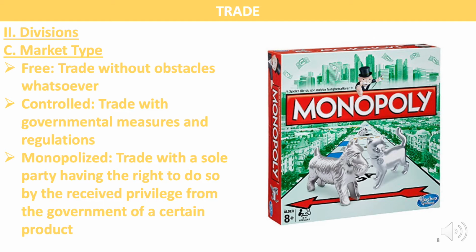And the third one is the monopolized trade, which means there's only one player in the market who can sell products. And this is where the game Monopoly, which is very well known worldwide, is deriving its main point. You win the game by being the last surviving player. Then you monopolize all of the real estate that are on the board.